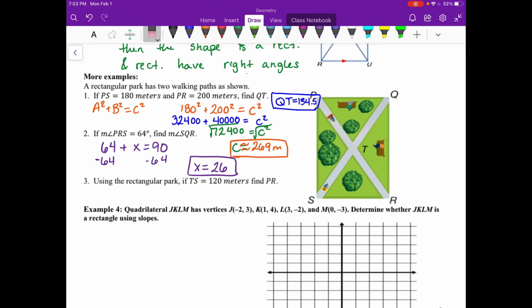Okay, number 3, we are told that TS, which is this length from the middle down to S, is 120 meters. And we need to find PR, which is the whole other diagonal there. So remember that the halves are the same, which means if that half is 120, then this half is 120. This half is 120, and this half is also 120, which means that PR, the whole thing, is equal to 120 plus 120, which is 240.